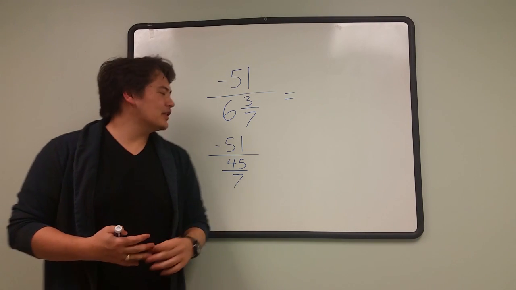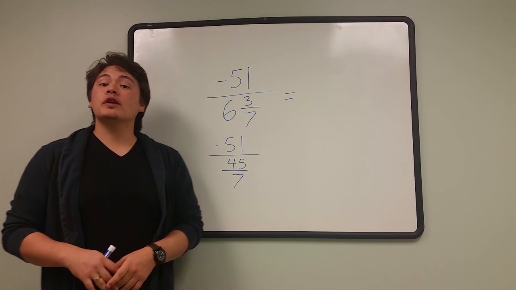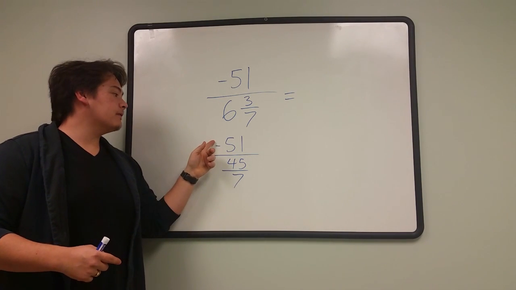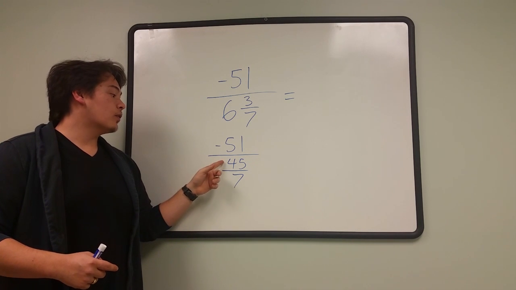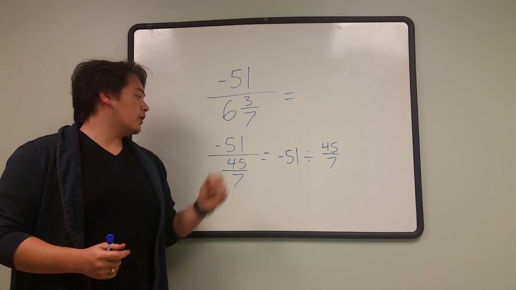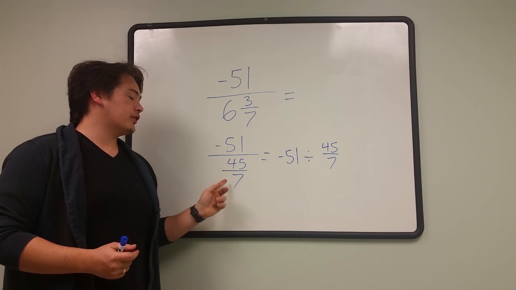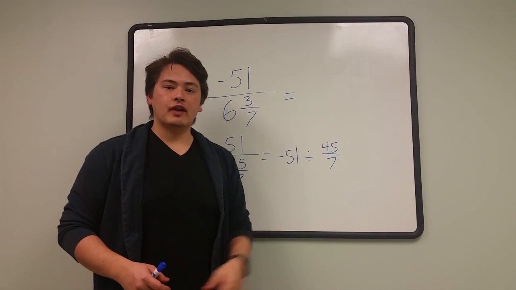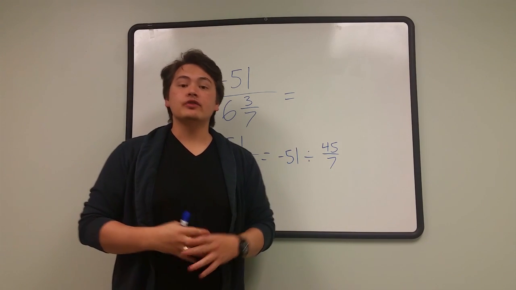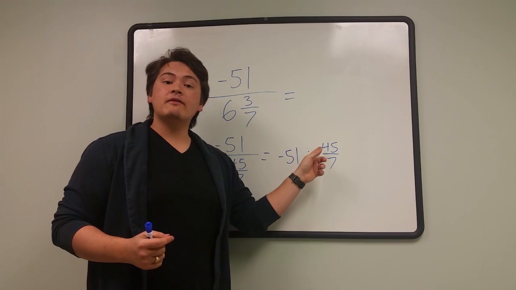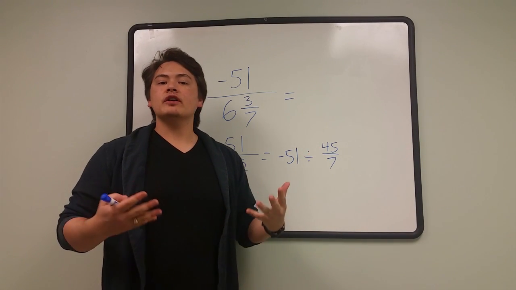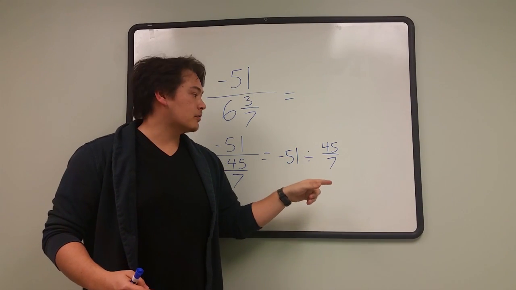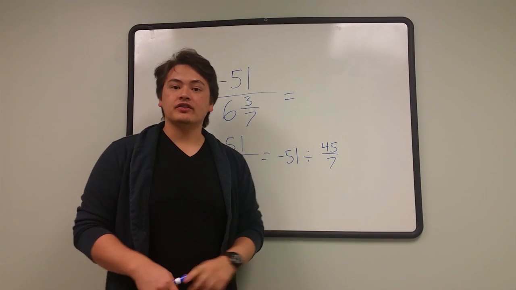I don't like seeing all these levels here, so I'm going to write this in a linear fashion. I'm going to write it as negative 51 divided by 45 over 7. Now, when you're dividing fractions, you're going to invert the second number. Inverting means flipping the numbers over, making 7 go on the top and the 45 go on the bottom, and then multiply the fractions together.